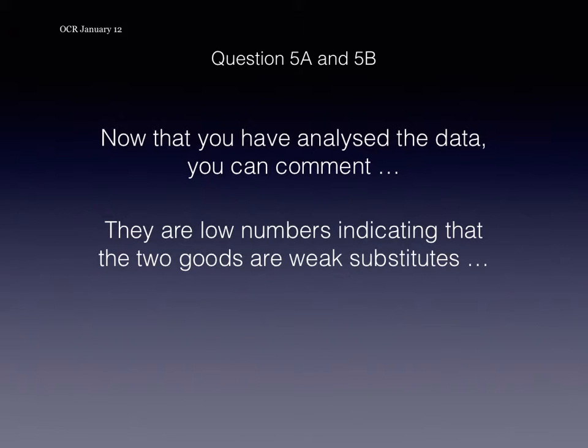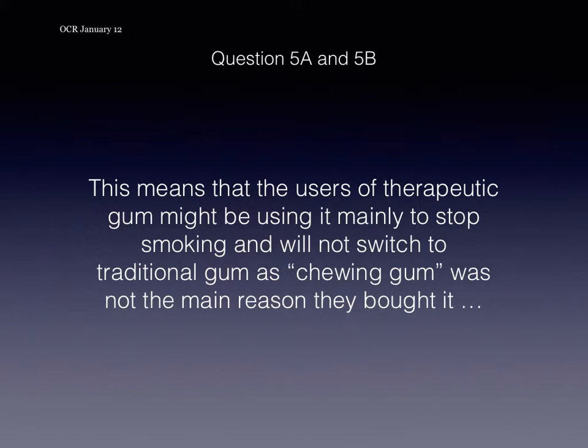Now that you've analysed the data, you can start to comment. The first point is that because they're low numbers, they are weak substitutes. Then say what that means. This means that the users of the therapeutic gum, when the price goes up, may be using it just to stop smoking, and so they will not switch to the traditional gum. The chewing gum was not the main reason they bought it. They didn't buy their therapeutic chewing gum in order to chew gum, they bought it to stop smoking. So why would they switch to traditional?